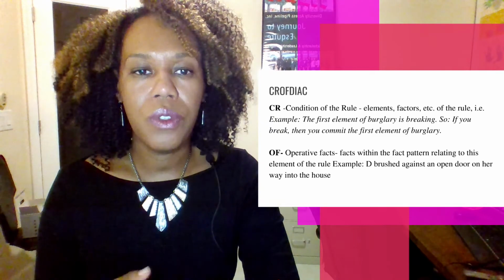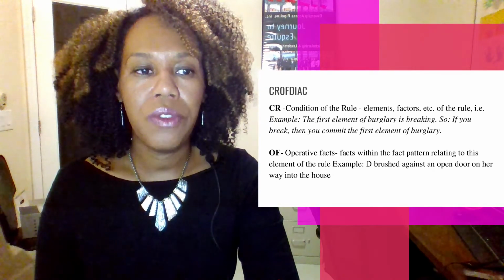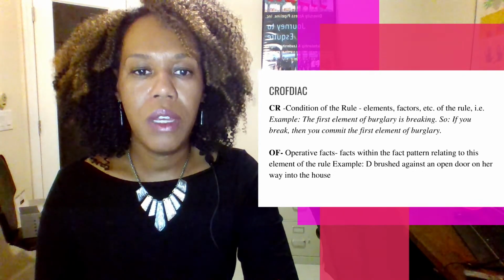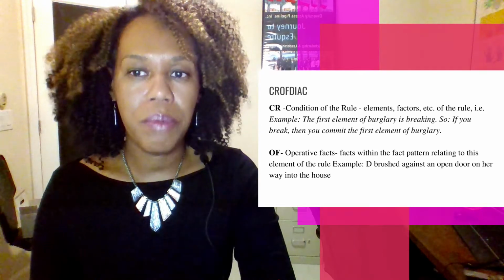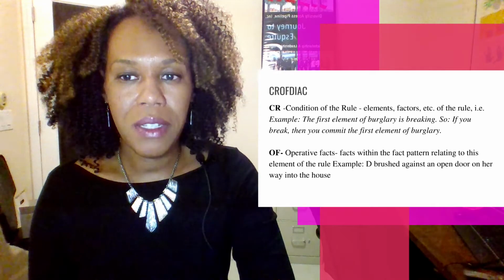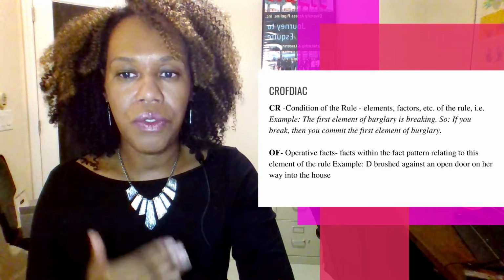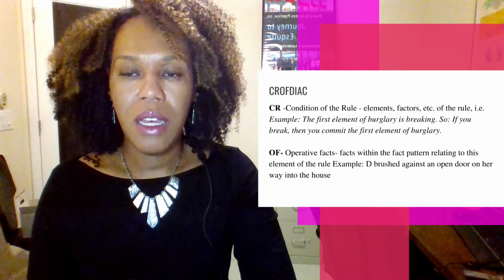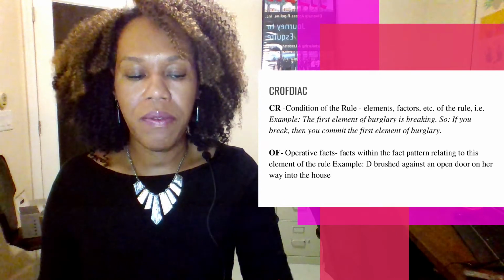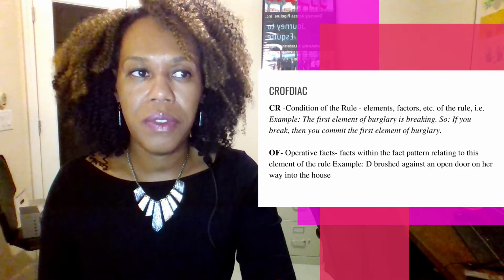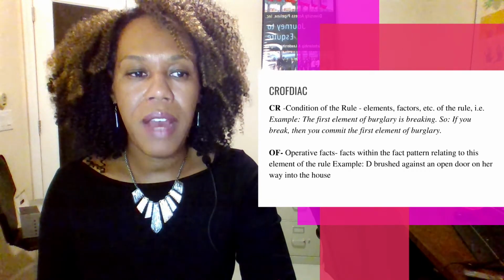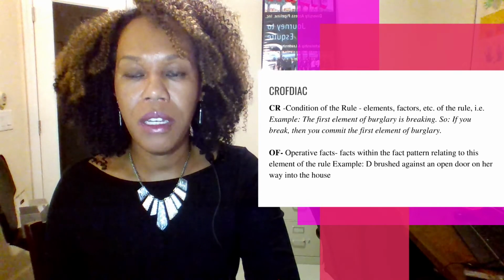So the condition of the rule, CR: elements, factors, etc. of the rule. And here's an example. The first element of burglary is breaking. So if you break, then you commit the first element of burglary. Again, this sounds really simple, straightforward, too obvious, but you're trying to practice building this framework so that you're always thinking that way. And the more complicated the facts get, the clearer your writing will be if you're following these kinds of formats.